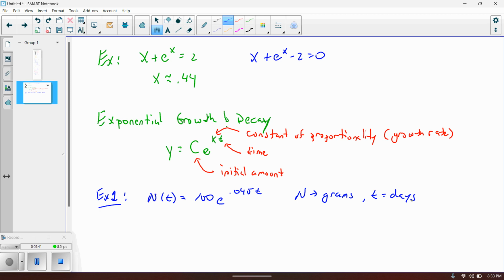So let's just go step by step here. We'll take this in pieces. Let's say that we just want to figure out what the initial amount of bacteria is.